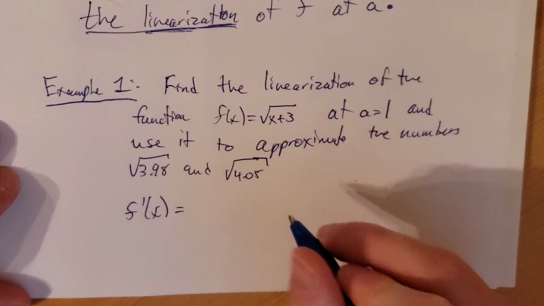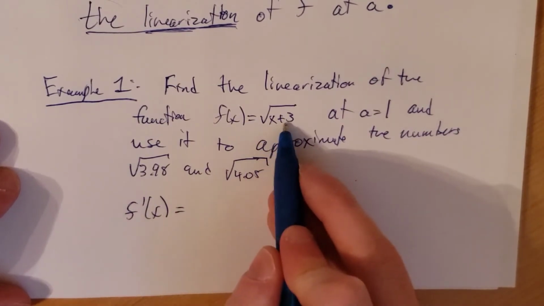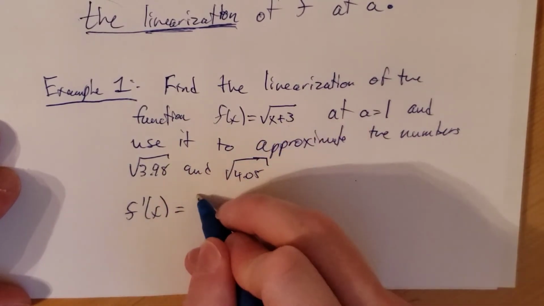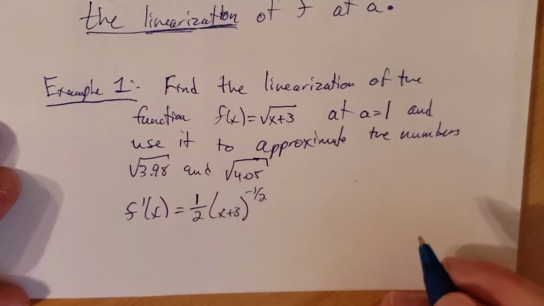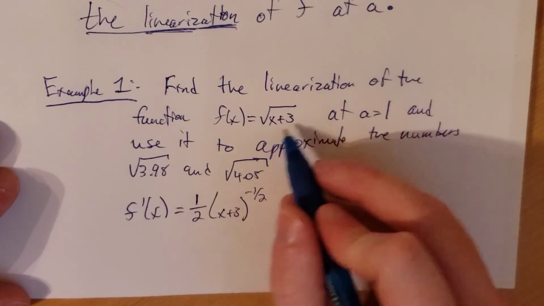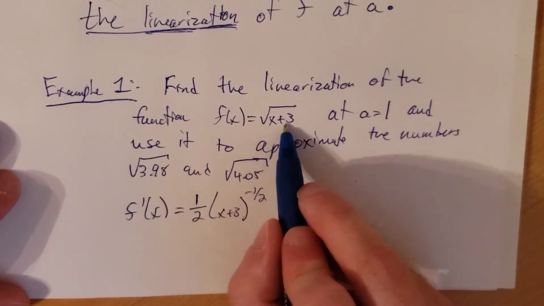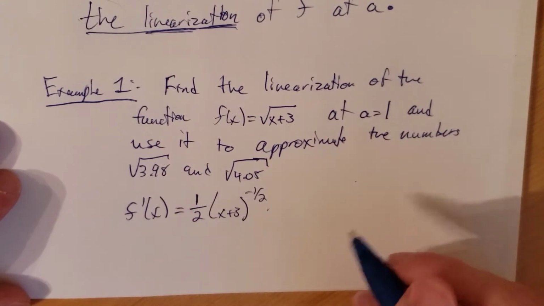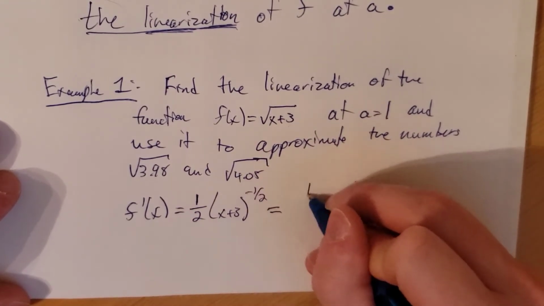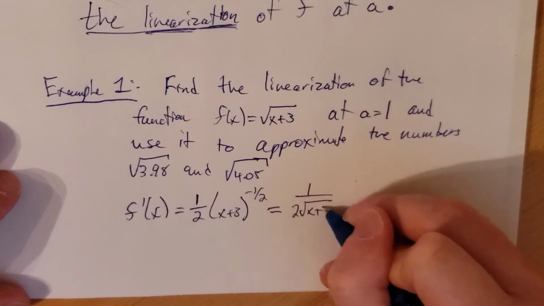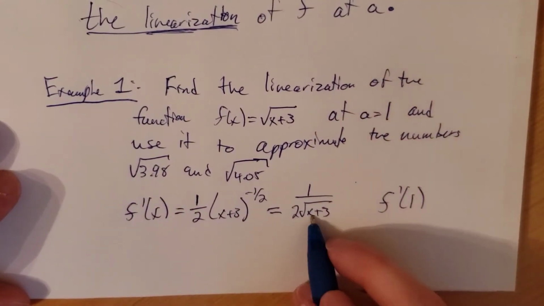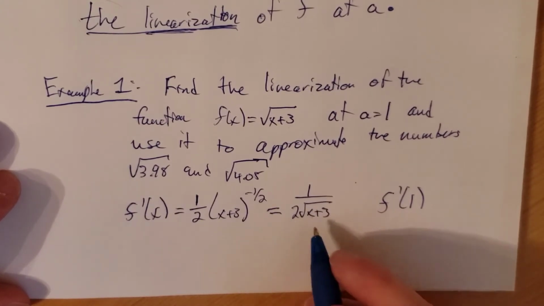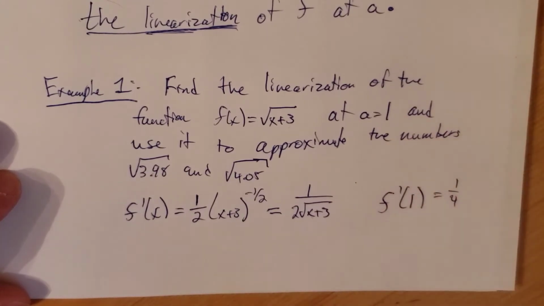F prime of x is, here's our f of x, so that's x plus 3 raised to the 1/2. The derivative of that is 1/2 x plus 3 to the negative 1/2. Chain rule then says to multiply by the derivative of the inside. The derivative of the inside is just 1, so we multiply by 1. So we're really done here, and we can rewrite this as 1 over 2 root x plus 3. So f prime of 1 just means plug 1 into here, so we get 1 plus 3 is 4. Square root of that is 2. 2 times 2 is 4, so this is 1 over 4.